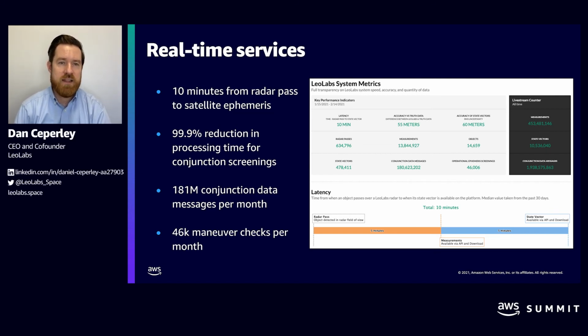And we're delivering a lot of these messages every single day. So our system is actually producing 181 million conjunction data messages, essentially collision alerts, every single month. So all this data streaming in is being analyzed in real time and turned into these alerts. And right now we're supporting 46,000 maneuver checks per month. So these are satellite operators verifying that their maneuvers, their satellite plans, are going to be safe.